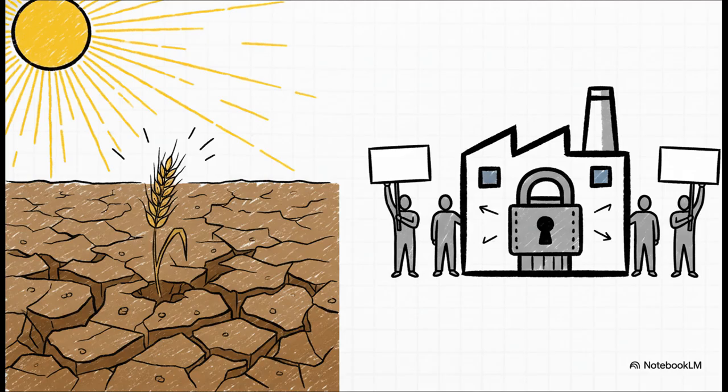But it's not just the environment. Companies have to manage social risks too. Things like workers' rights, poor labor practices, or even human rights violations deep in their supply chain. Messing this up can lead to sudden regulatory fines, completely halted production, and terrible reputational damage. It hits the bottom line hard.